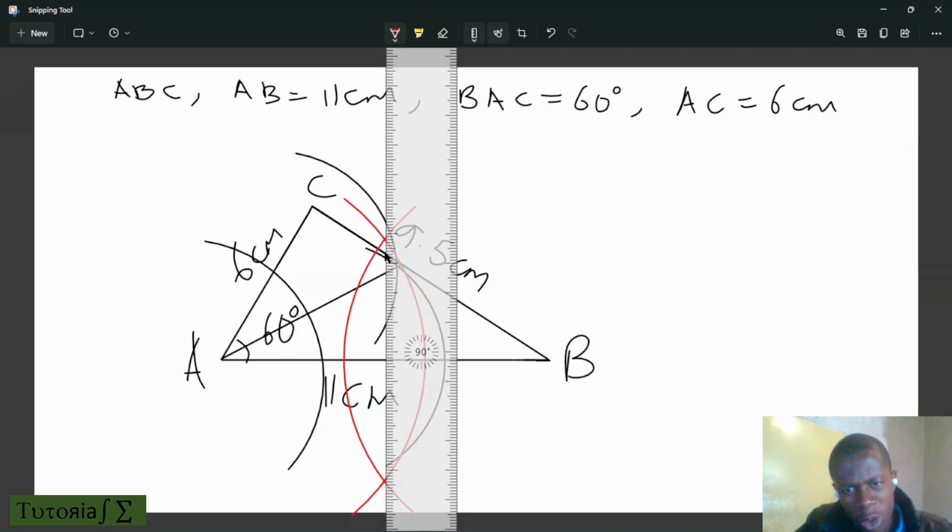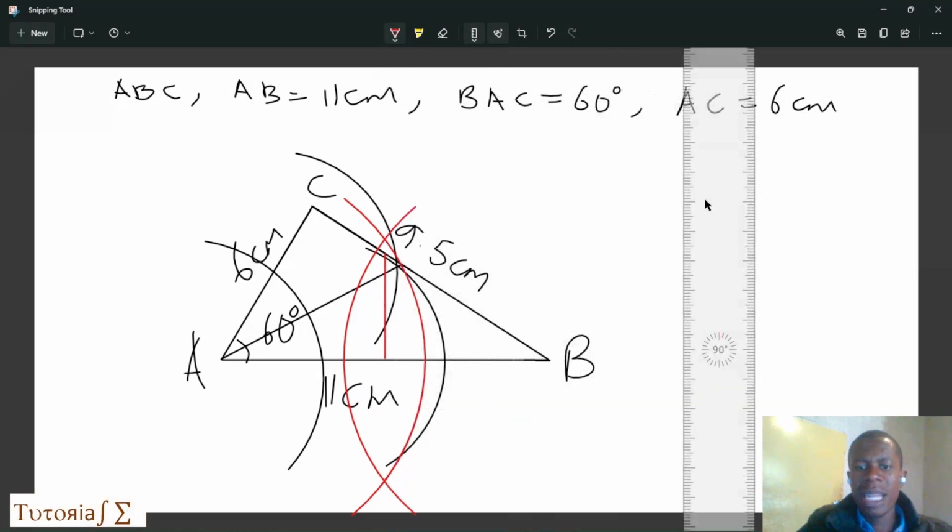So you will draw from this point here, hope you can see my mouse, all the way to this point. So that is going to be the line of points equidistant from A and B. And you leave it like that. So that is how you do that one.